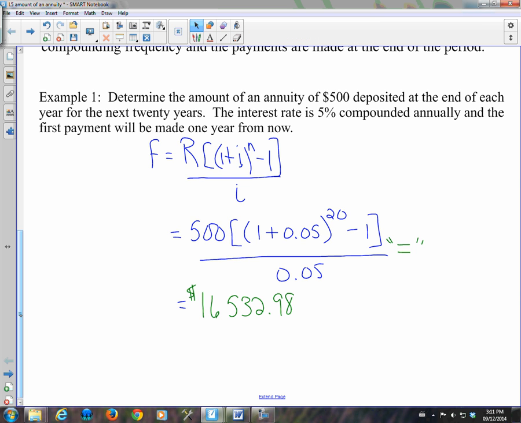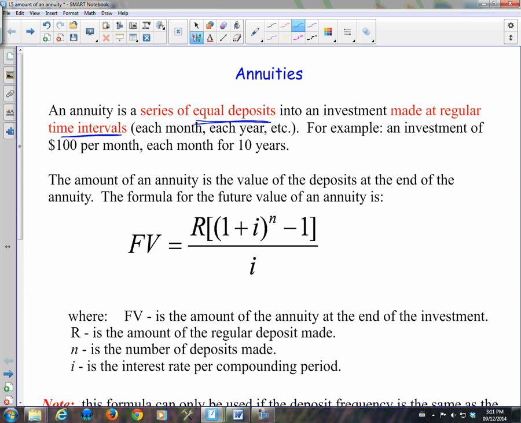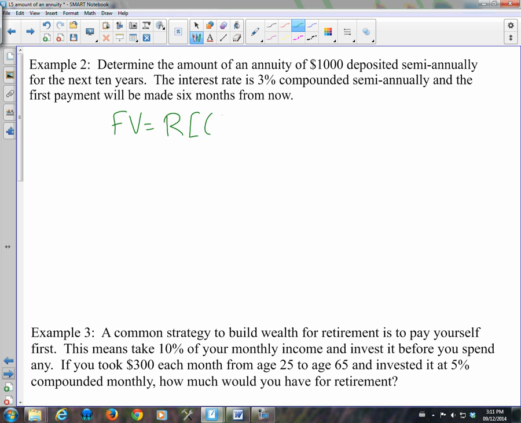All right, let's try another one. I should have written my formula down again. So future value is R times (1 plus I to the n, minus 1) over I. Okay. So determine the amount of an annuity of $1,000 deposited semi-annually for the next 10 years. The interest rate is 3%, compounded semi-annually, and the first payment will be made 6 months from now.